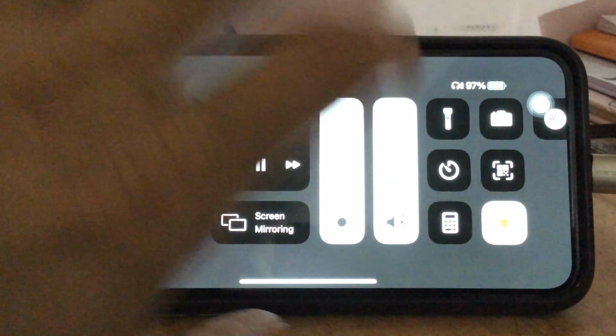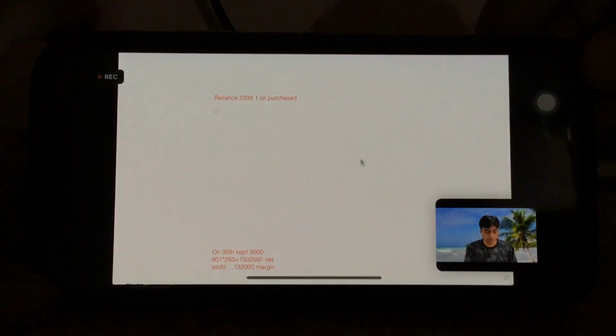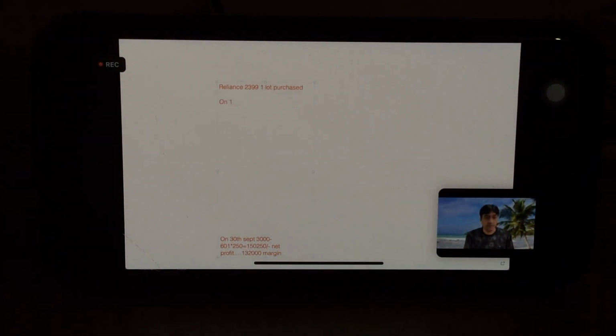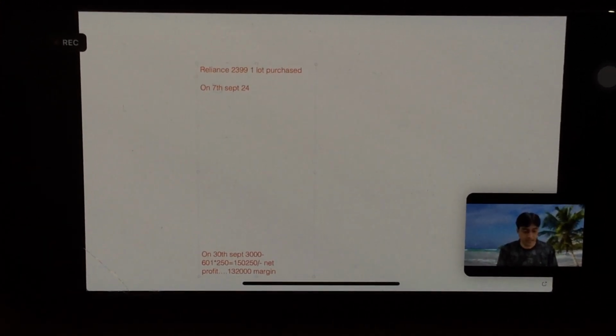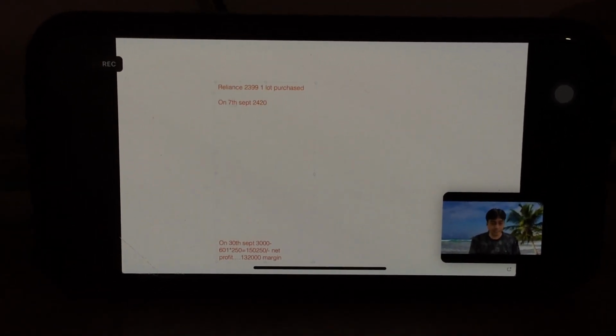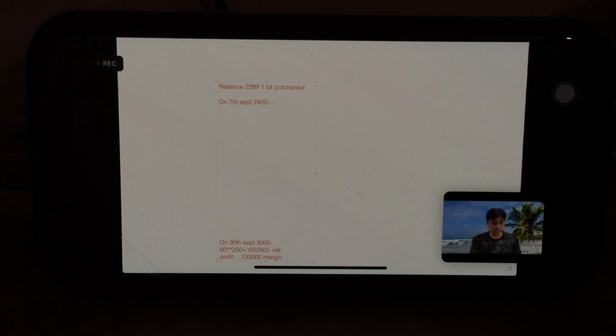No. So, on 7th September, Reliance goes to 2,420. Let's imagine. So what will happen? These 20 points minus, means 2,420 minus 2,390. That means 21 points profit. Right? 21 points profit will be made.